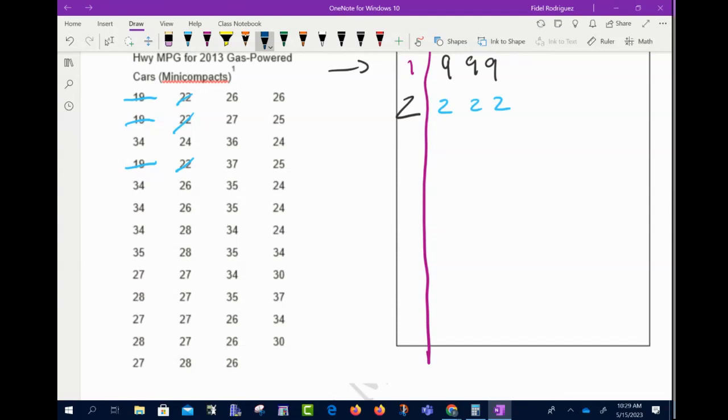23s? I don't see any 23s. Do we have any 24s? Okay, so look, I see 1. So I'm going to put a 24 right there. Nothing else in this row.